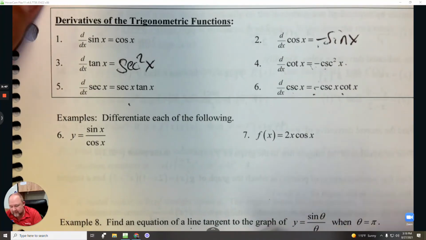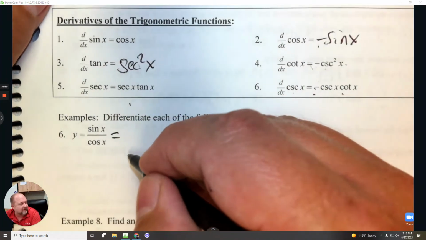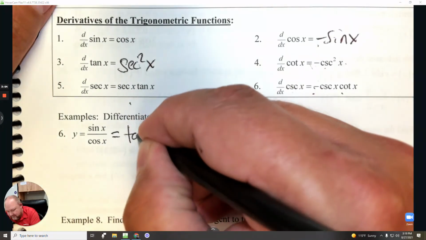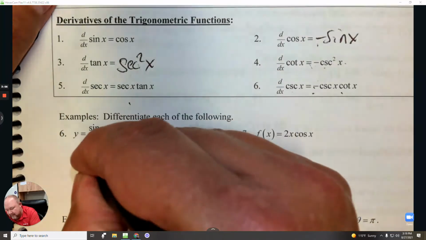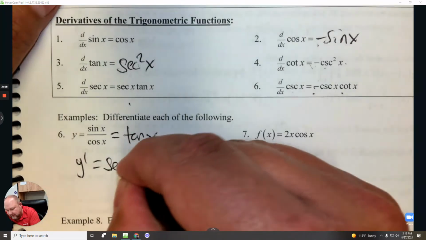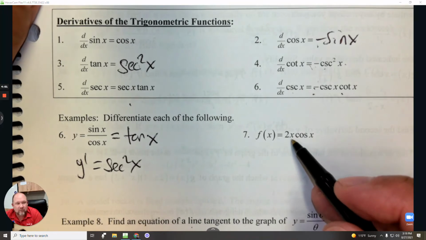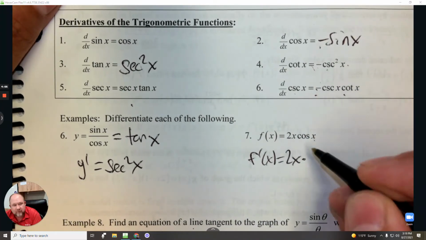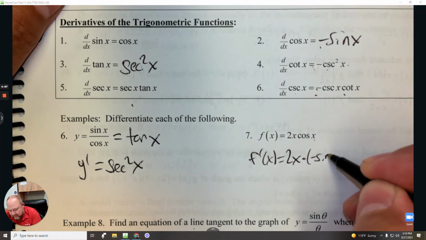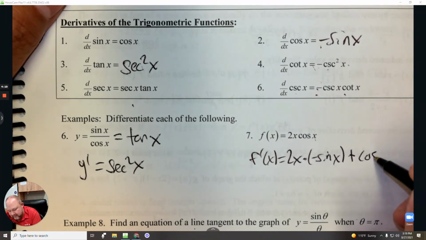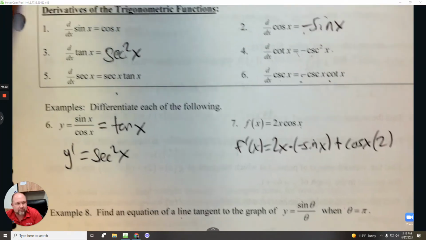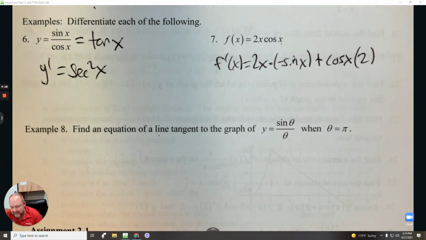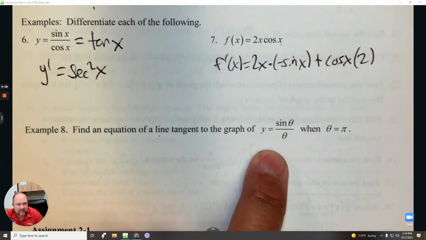Differentiate each of the following. So sine over cosine is the same as tangent. And then the derivative of tangent is secant squared. 2x cosine x is the product rule. The first times the derivative of the second, that's negative sine, plus the second times the derivative of the first, and it's done.